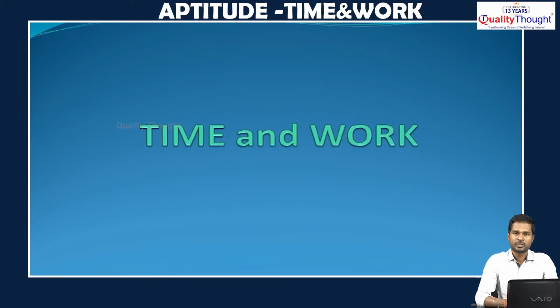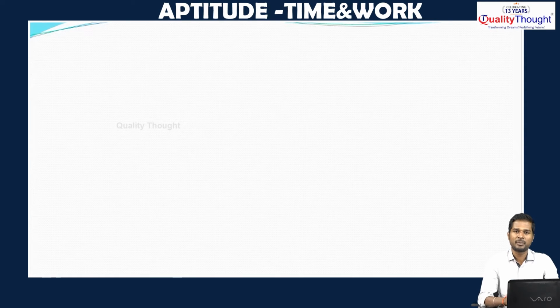As a part of aptitude training, today we will see the concepts related to time and work. Time and work, as in the name itself, gives the relationship between time and work. That means to do a particular amount of work, what is the time that is required, or in the given time how much work we can complete. We will see the relationship between them.